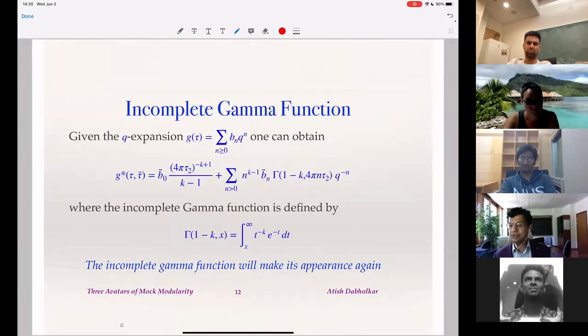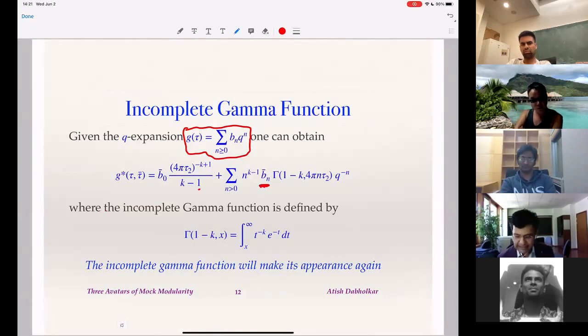And now let me tell you how to construct this G star. The G star is constructed in terms of the Fourier coefficients of this function G tau. So suppose the G tau has a Q expansion, Bn Q to the power n, then G star is constructed as follows. In terms of an incomplete gamma function, it is some complicated formula, but the main thing to focus on is you have Bn bar, you take the complex conjugate of these Bn's, and you multiply that by a gamma function and take Q to the power minus n.